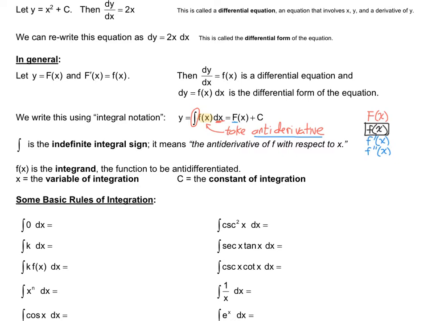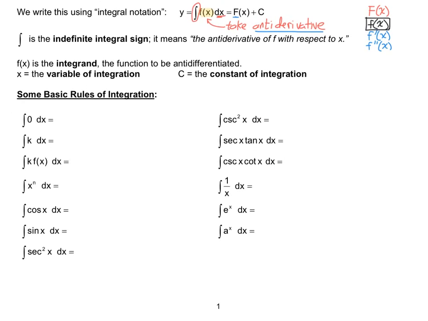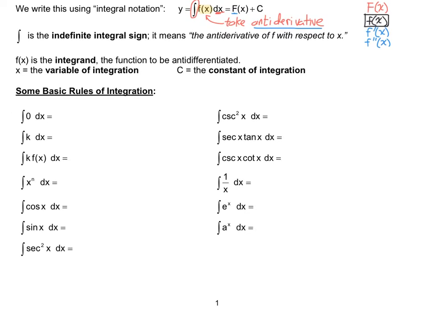The variable of integration, right, that should make sense. It's the variable within the function. C is the constant of integration, and all that means is the constant that you gain through the process of taking the antiderivative or integrating. All right, and so these are our basic rules. It's really the only set of things that you would need to commit to memory. I mean, there's some other things that maybe you would want to commit to memory, but these are the ones that you would have to. You really can't do anything without this information.